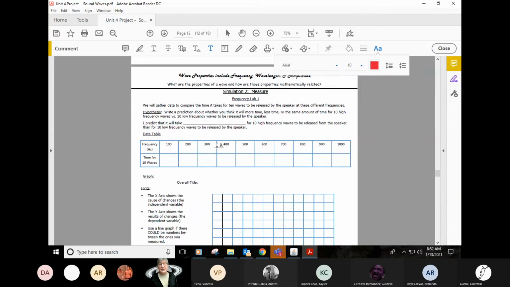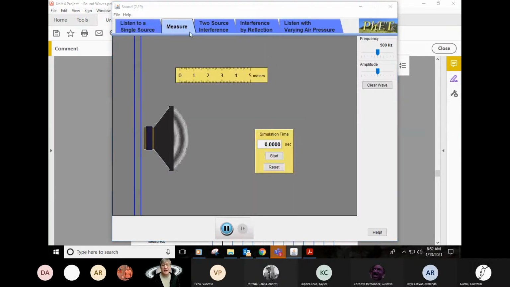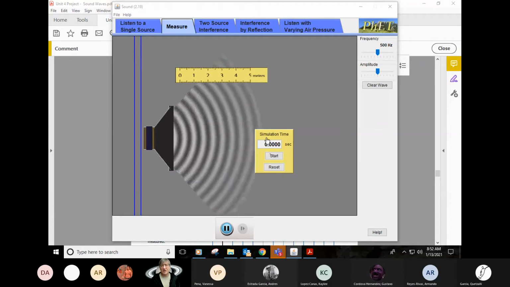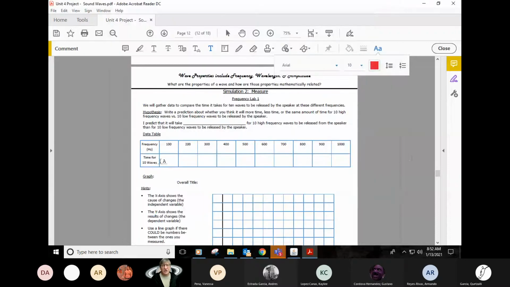Then we did a lab, the first of 3 labs we're going to do. And what we did was I changed the frequency and we counted 10 waves and measured the time it took for them to go past us. So we were then on this page and we would count 10 waves while this clock was running. All right. And we should have seen this change.